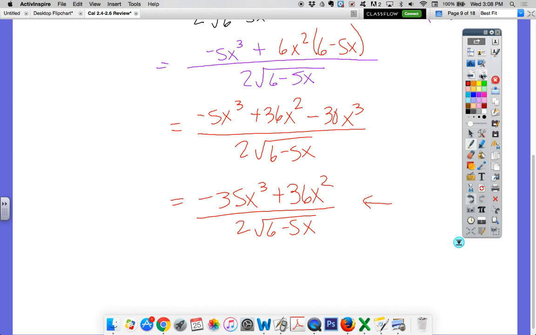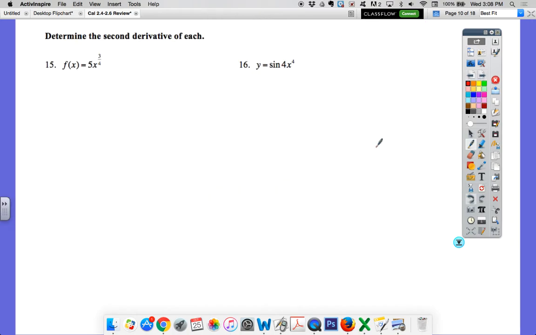Okay, now let's keep rocking and rolling. We've got to go for the second derivative. So first derivative is not going to cut it. We got to do it twice.